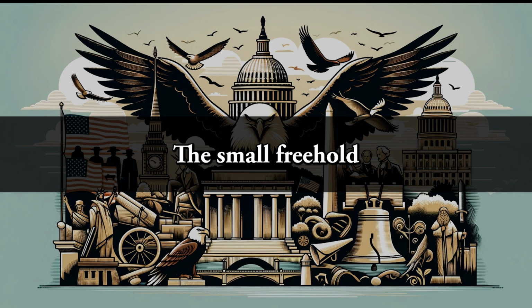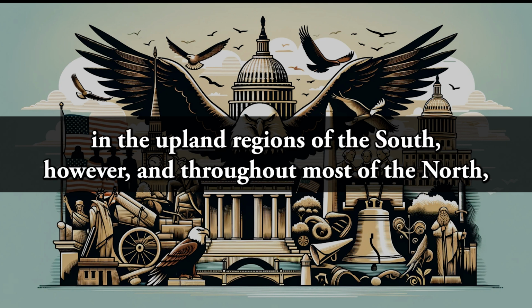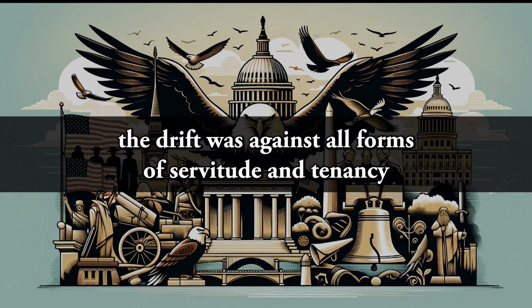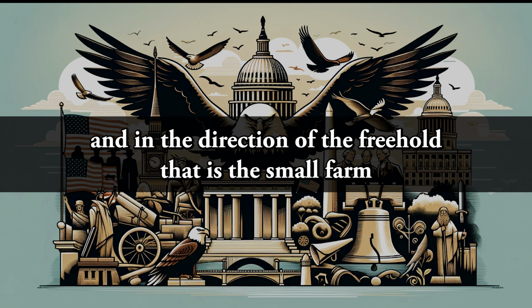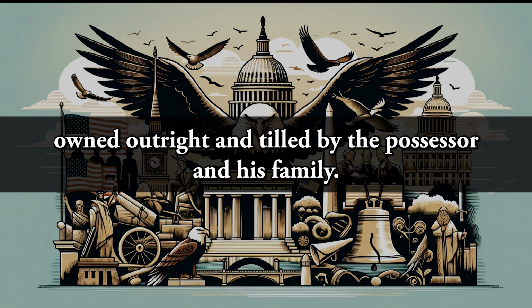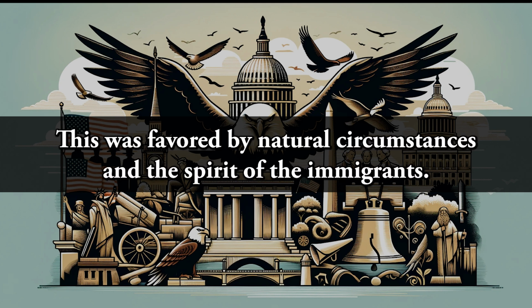The small freehold. In the upland regions of the South, however, and throughout most of the North, the drift was against all forms of servitude and tenantry and in the direction of the freehold. That is, the small farm owned outright and tilled by the possessor and his family. This was favored by natural circumstances and the spirit of the immigrants.